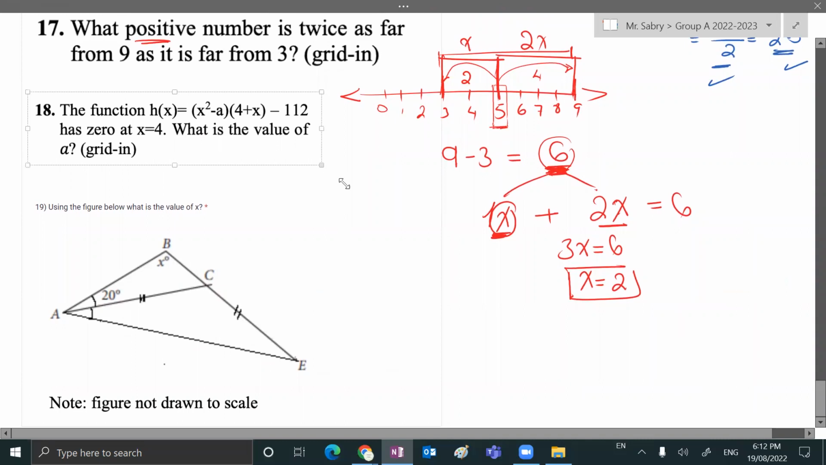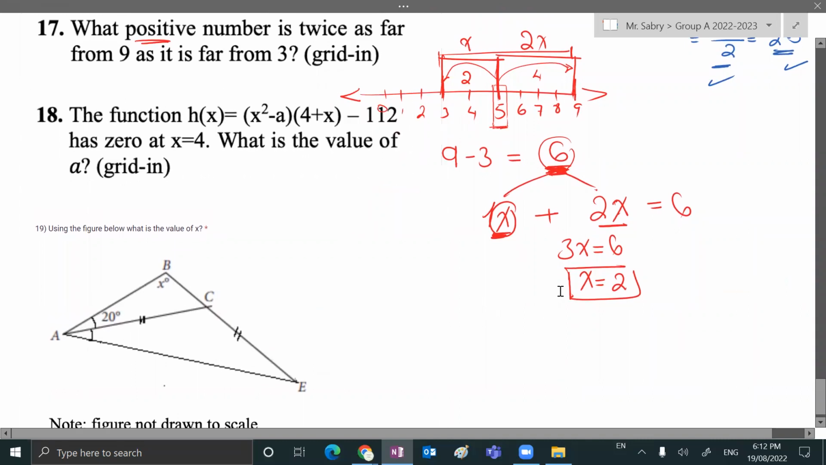18, it looks like we won't solve anything. The function... this has a 0 at x equals 4. What's the value of a? I know, Gad. No, I know, my dear. What it has a 0. What does has a 0 mean? It means the 4 is a zero.